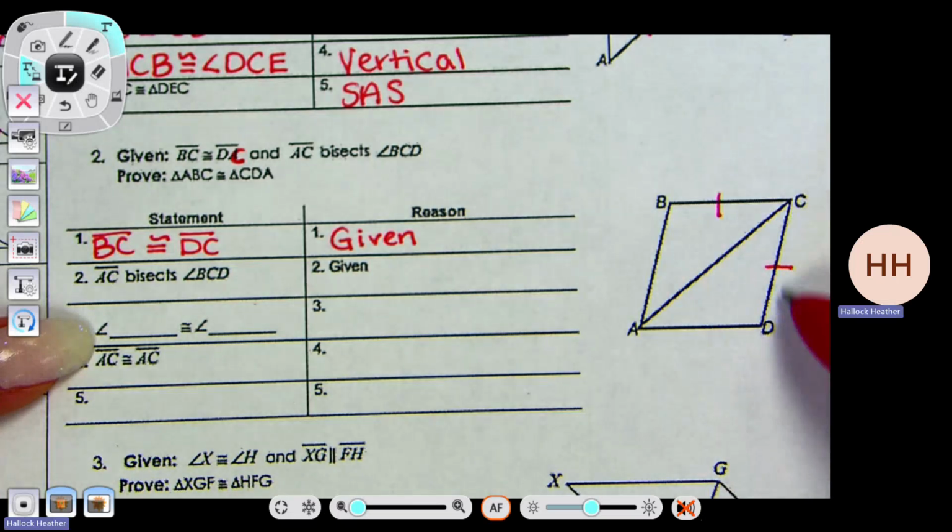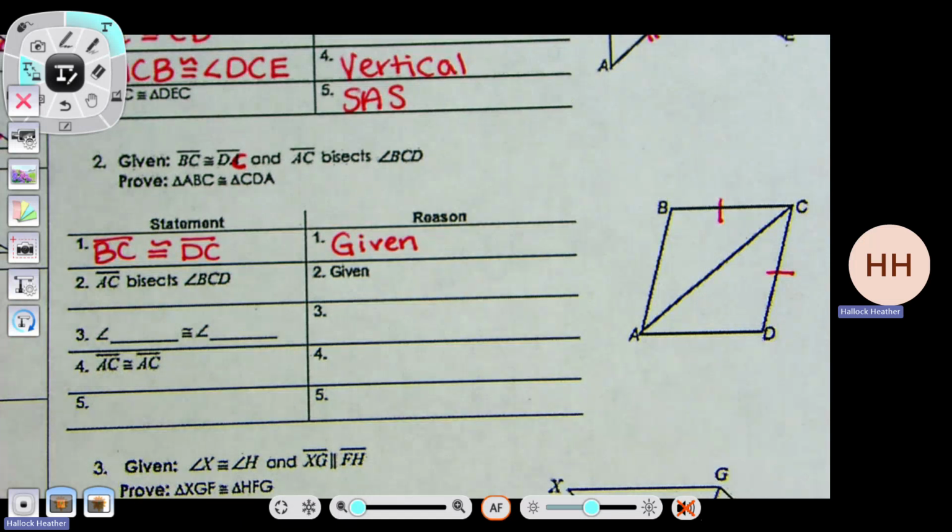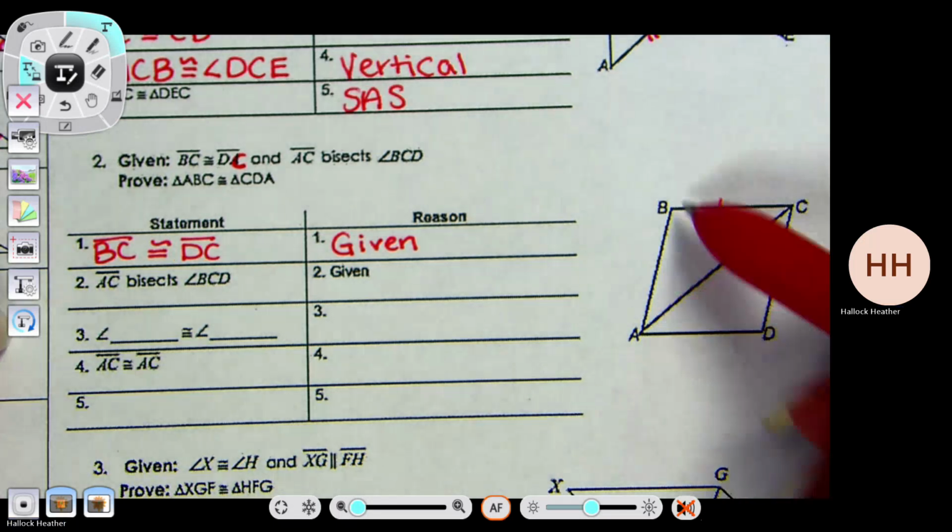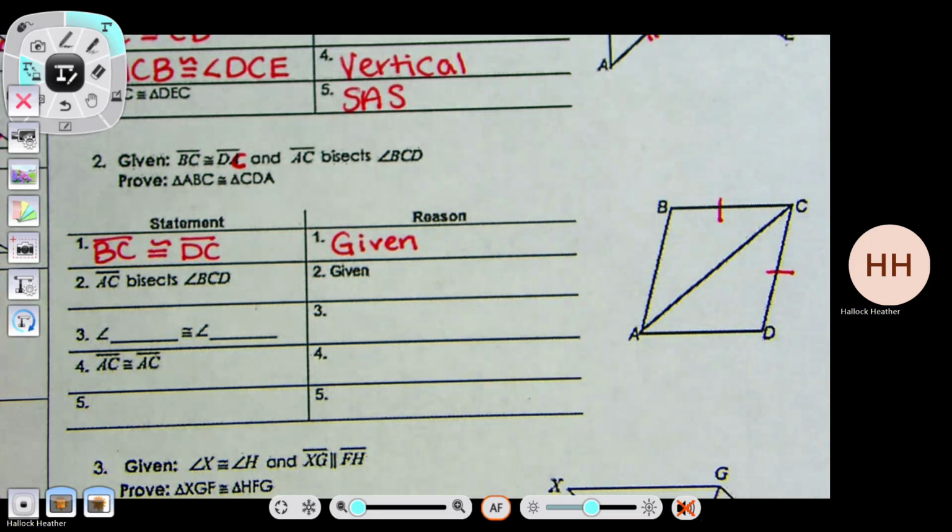BC and CD, that's a side. I need an angle with 3 letters. Who's going to figure it out? Because I know there's like one of you that probably is going to. No, but close. No. CBA.